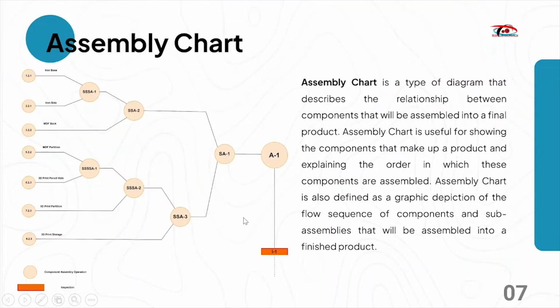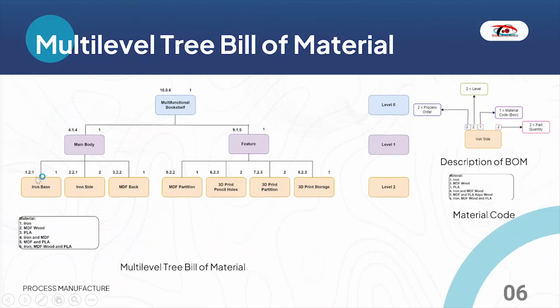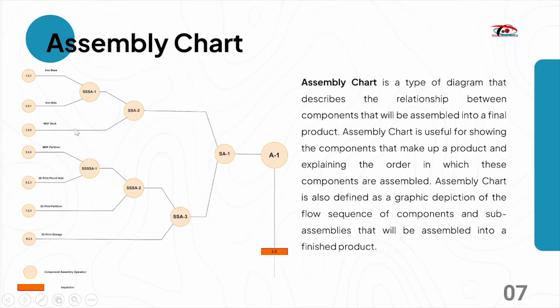The next one is assembly chart. Assembly chart is a type of diagram that describes the relationship between components that will be assembled in the final product. As you can see on your screen, it starts from the left side. You can take this from the multi-level tree bill of material. This is an iron base and iron side that can be assembled like this. This is the first process and this is the second process, so we have to assemble them first: iron base and iron side as SSA1.